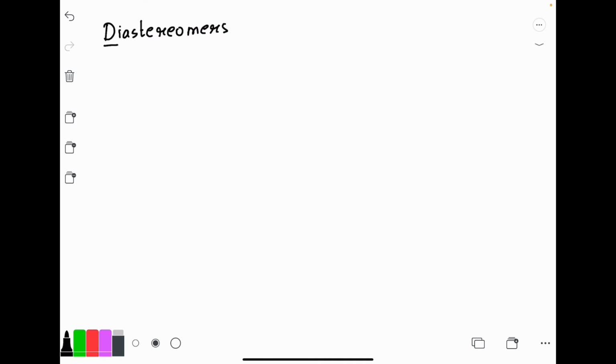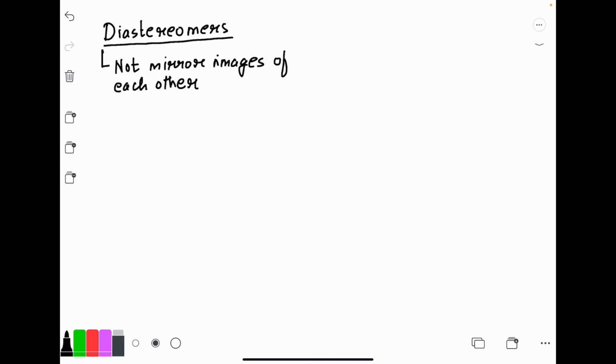Diastereomers are also kind of similar, but they are not mirror images of each other. Therefore they differ in the orientation around more than one carbon, and so they are not mirror images of each other.